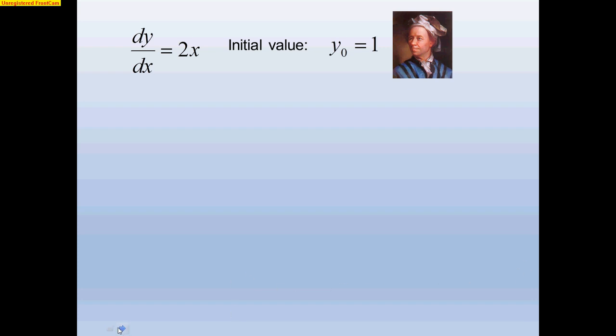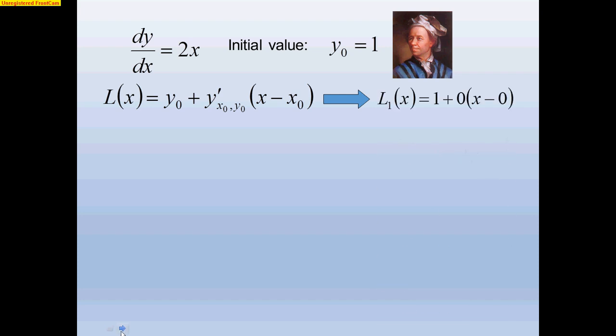Given the differential equation and initial value, I'm going to Euler this. I'm going to use my linearization formula, and I'm going to get my first iteration. Now think about where all these points came from. This is x sub 0, this is y sub 0, and this is the slope. Now how did I get that slope? I took my initial condition, x is 0, y is 1, and I plugged the initial condition into the derivative to get the slope at 0, 1.